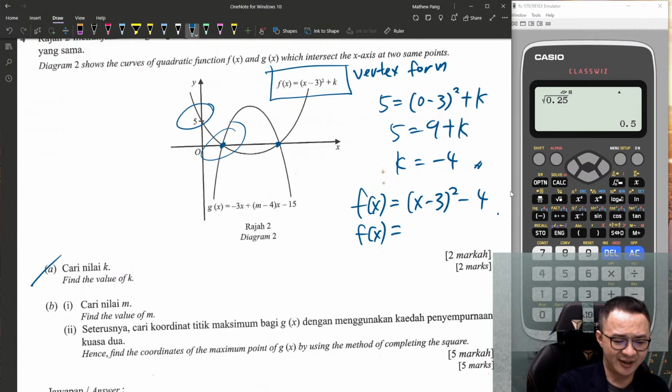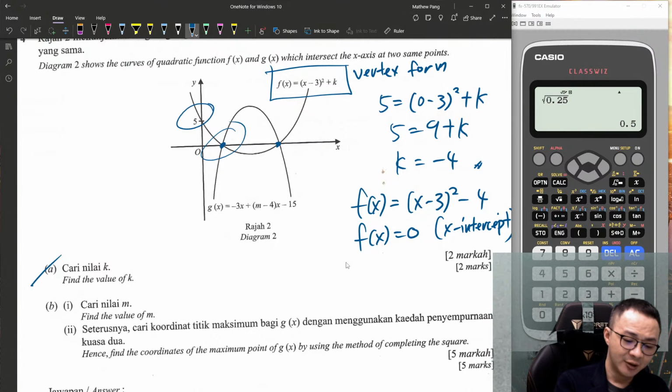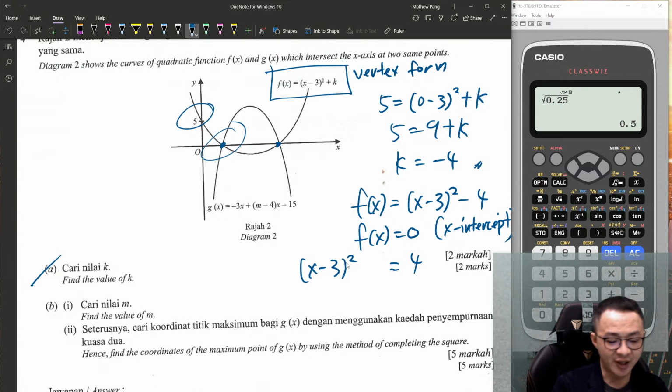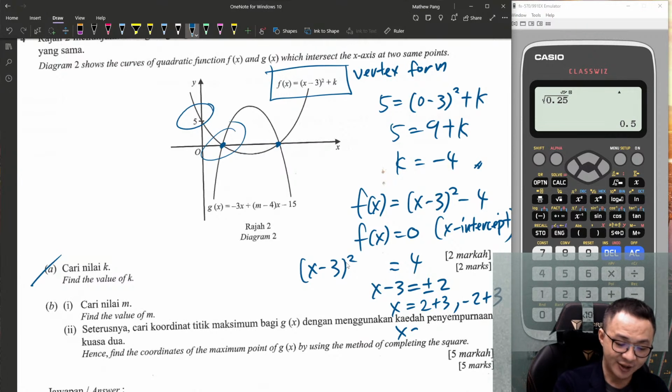Let f(x) equal 0, right? X-intercept, y equals 0. Okay, I want to find the x-intercept. So yeah, (x minus 3) squared minus 4 equals 0. Then minus 4 moved across equals 4. So x minus 3 equals plus minus 2. Square root it, right? Then x equals 2 plus 3 and negative 2 plus 3. Then x should be 5 and 1. So yeah, I got these two coordinates now, which is 1 and 5.